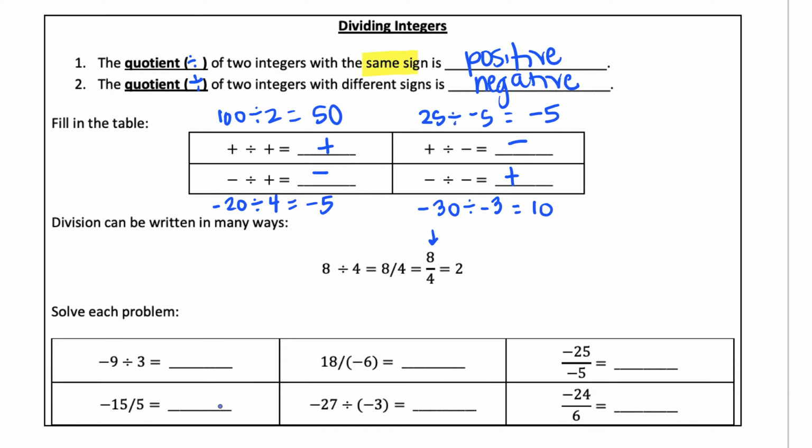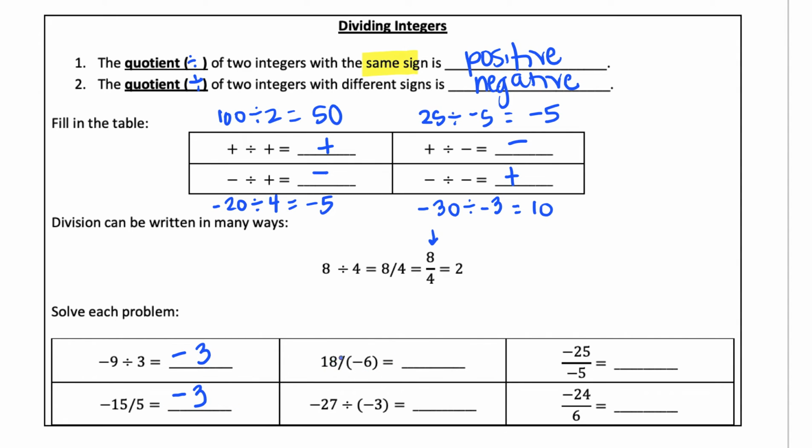So we're going to try to solve these problems here. We have a negative 9 divided by 3. You can pause the video if you want to try them on your own first. Negative 9 divided by 3, we have two different signs, meaning our answer will be negative. 9 divided by 3 is 3, so the final answer to this is negative 3. In negative 15 divided by 5, I see I have different signs again, so my answer will be negative. And 15 divided by 5 is also 3, so negative 3.